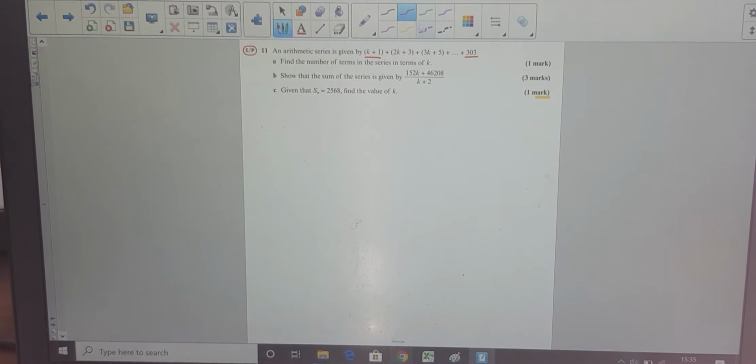Okay, well, let's just list out what information they've given me, I like it clear in my mind. They've given me my first term, so I know that a equals k add 1. The difference: how am I getting from my first to my second term? I'm adding k add 2. Let's double check, is that going to work for that one? Add k, add 2, yep. So my difference in terms of k is k add 2. And then they've given us our last term as well. So I know the last term is 303.